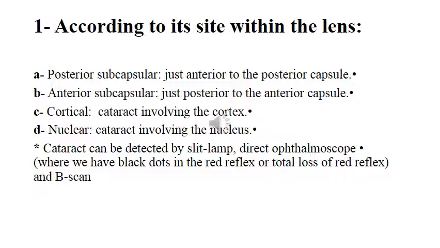The classification of cataract according to its site within the lens: it's either posterior subcapsular, anterior subcapsular, cortical, or nuclear. Posterior subcapsular means that the opacity is just anterior to the posterior capsule. Anterior subcapsular, the opacity is just posterior to the anterior capsule. You can imagine this, I suppose. Cortical cataract means that the opacity involves the cortex. Nuclear cataract, the opacity involves the nucleus.